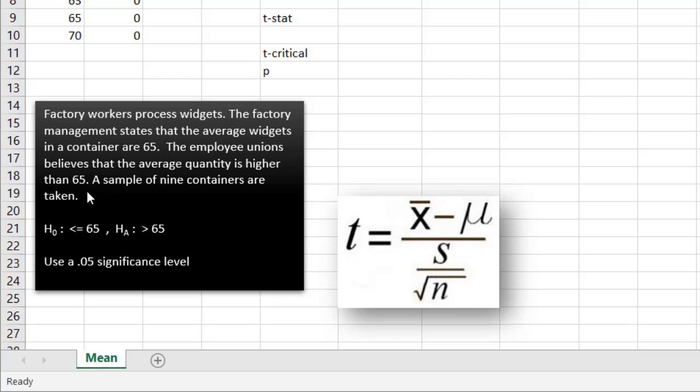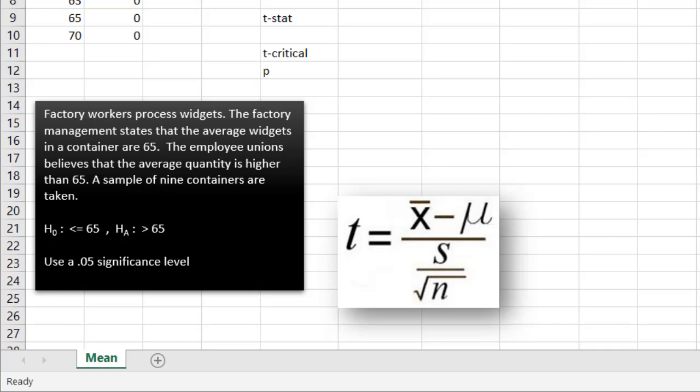So we're going to have our hypothesis statements. And basically the union's is the alternative hypothesis. They're saying that there's more than 65 in their containers. And management's saying, well, there are at least 65 widgets in those containers.